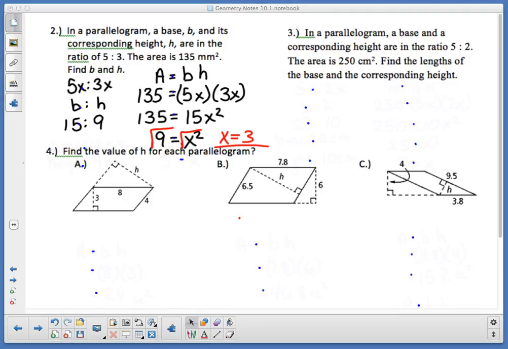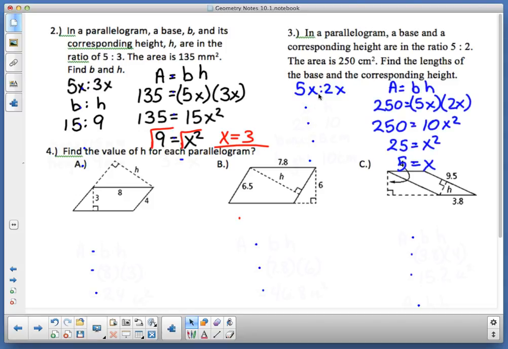Okay, so in problem 3, in a parallelogram, a base and a corresponding height are in a ratio of 5 to 2, and the area is 250 centimeters squared. Well, you've got to remember, we have 5 to 2. It's in its lowest form of a ratio. We've got to introduce the value that was taken out, so we've got to put that x back in, and that's going to be 5x to 2x. Okay, well, we're now going to pop that into our equation, and I worked this out because you were supposed to do this by yourself. And now let's talk about this. I had 250 for my area, 5x for my base, and 2x for my height.